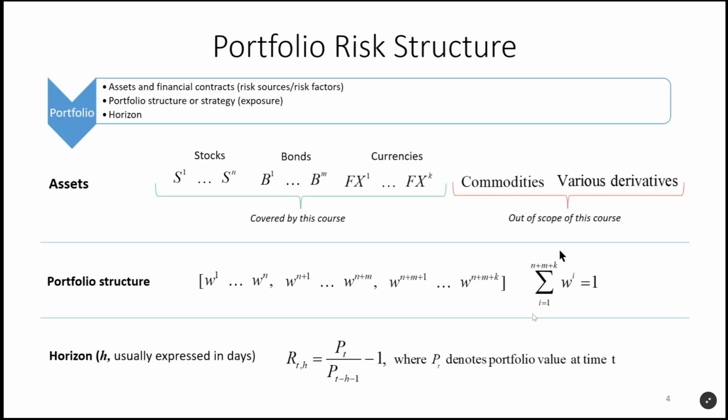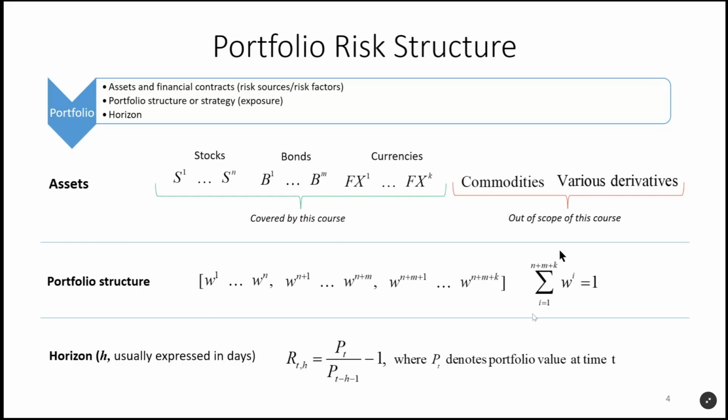Okay. So now let's take a look at the structure of the portfolio risk. So we have the range of assets. Here we're going to deal in this course with stocks, bonds, and currencies. So you can see the notations. The letter S stands for stocks, B for bonds, FX for exchange rates of currencies. And these three types of instruments we're going to deal with in this course.